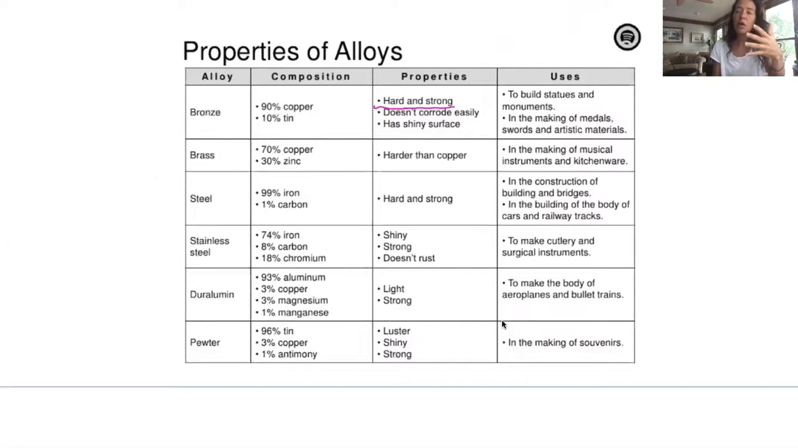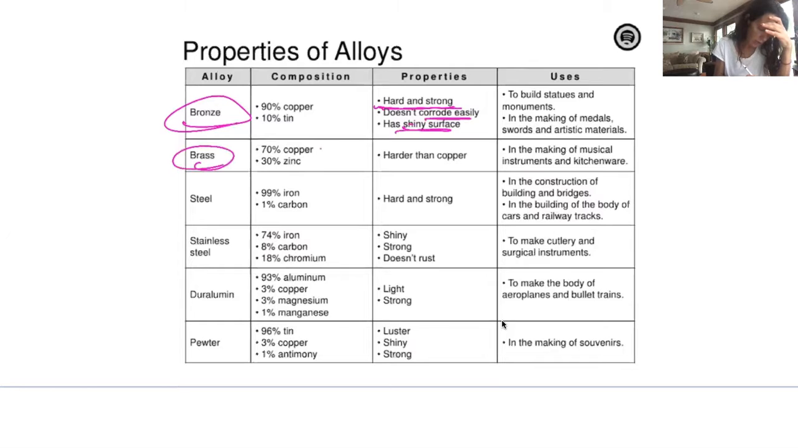alloys. You can minimize the amount of rusting or oxidation that occurs by using alloys. You can increase the strength by using alloys. So you see this alloy here of bronze is hard and strong. It doesn't corrode easily. It's shiny, right? You may want those qualities. And so these are the properties of this sort of alloy.